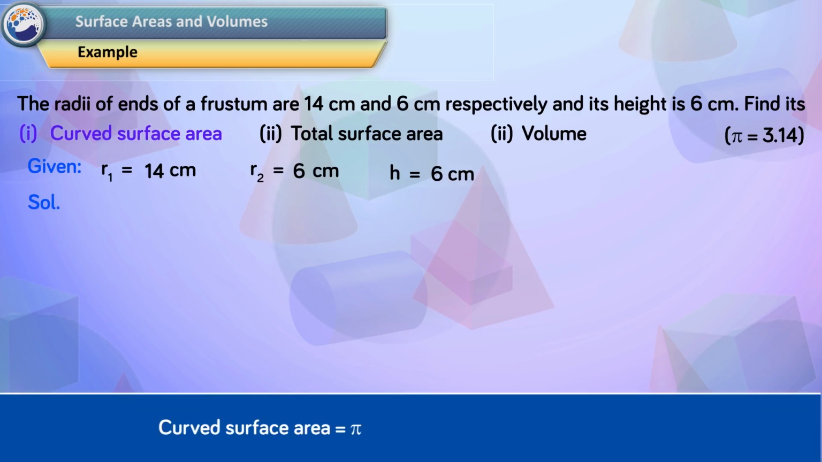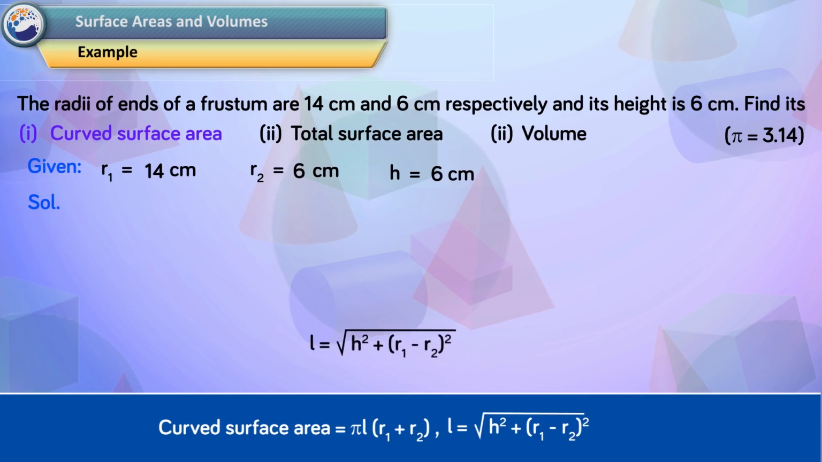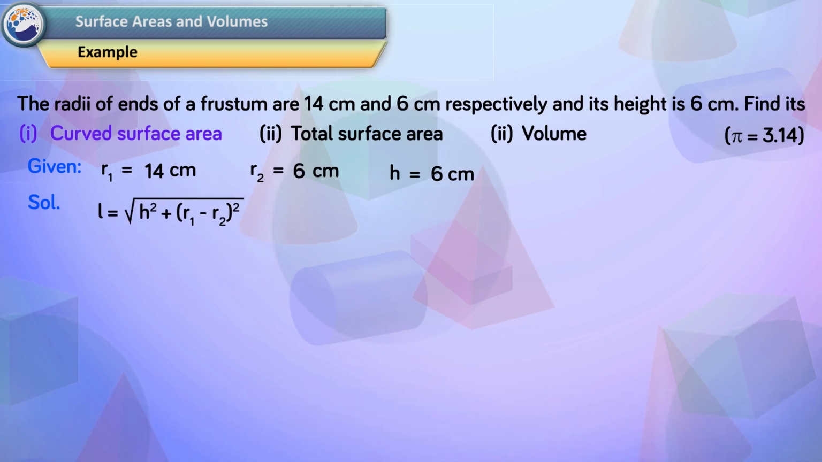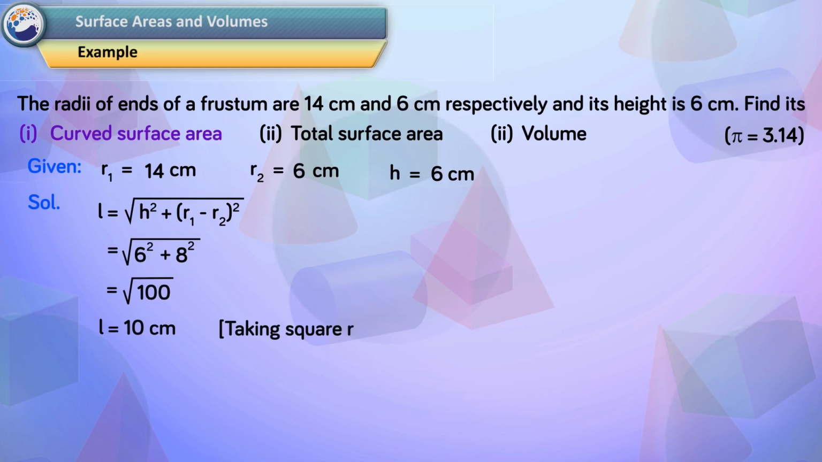Curved surface area is equal to πL(R1 + R2), and L is equal to the square root of h² + (R1 − R2)². Therefore, slant height is the square root of 6² + (14 − 6)², and (14 − 6)² becomes 8². That is the square root of 36 + 64, and 36 + 64 is equal to 100. Therefore, L is equal to 10 cm.